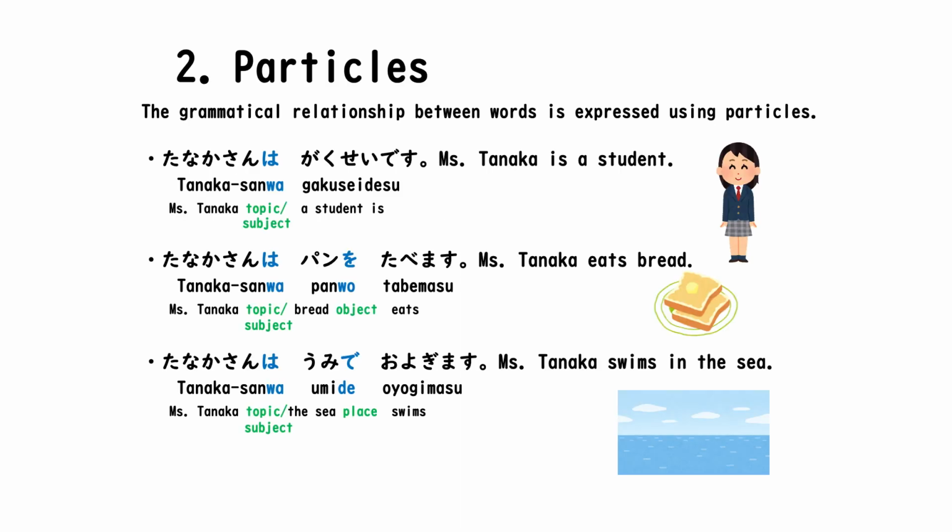Particles allow you to express the grammatical relationship between words in a sentence, which is a characteristic of Japanese grammar. For example, in the sentence, 田中さんは学生です. Miss Tanaka is a student. The は represents the topic or subject of the sentence. By attaching は to 田中さん, Miss Tanaka, you can see that the topic or subject of this sentence is Miss Tanaka, and you can see that Miss Tanaka is a student.